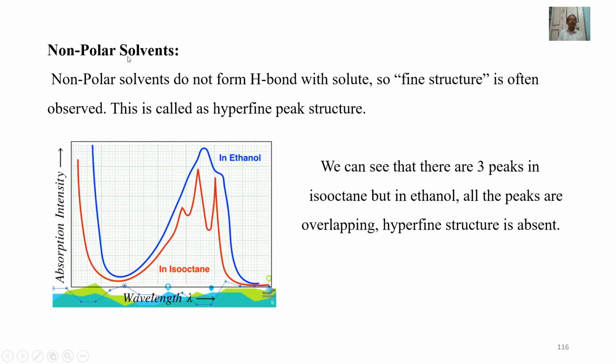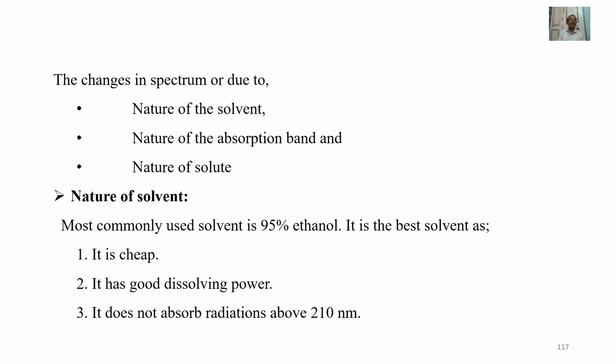Non-polar solvents. Non-polar solvents do not form hydrogen bond with solute, so fine structure is often observed. This is called a hyperfine peak structure. We can see that there are three peaks in the isooctane, but in ethanol, all the peaks are overlapping. Hyperfine structure is almost absent. It is shown in the figure. The changes in spectrum are due to nature of the solvent, nature of the absorption band, and nature of solute.